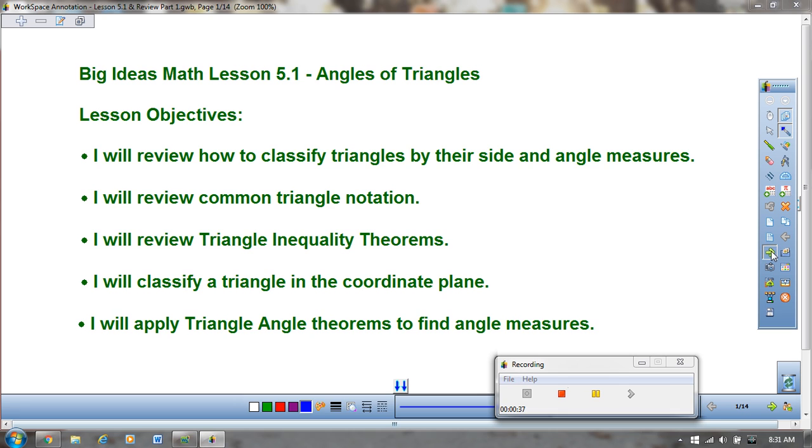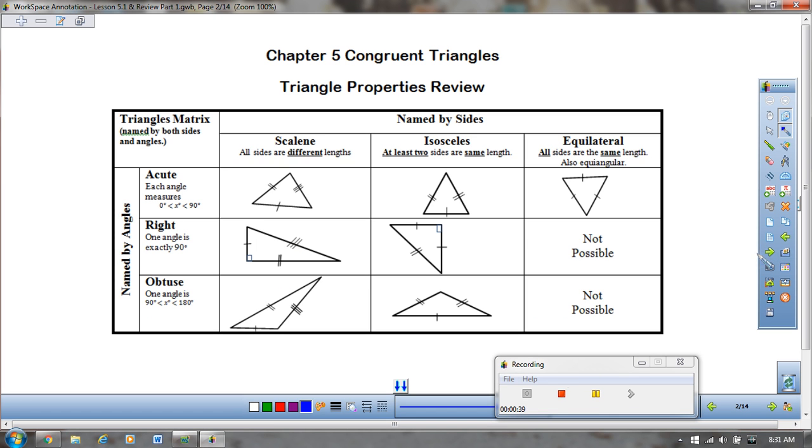So if you go to the top of your page that you've got there, you will notice that we have a properties review that we did last semester when we were looking at Engage New York and just talking about the different types of triangles and how we need to look at classifying them not only by side measures or by angle measures, but by both.